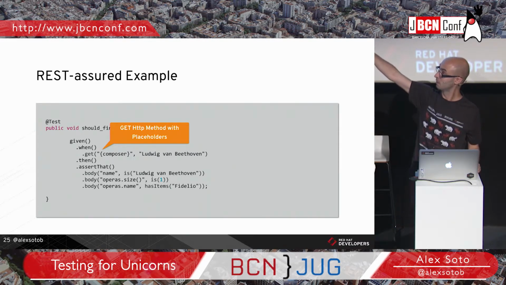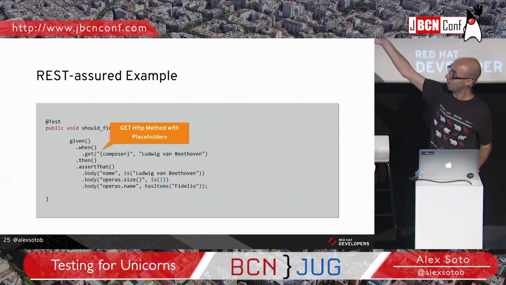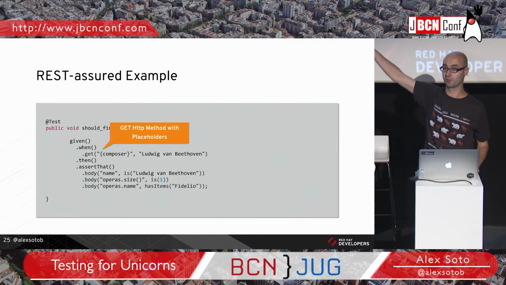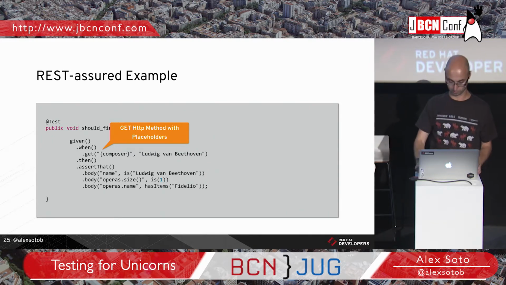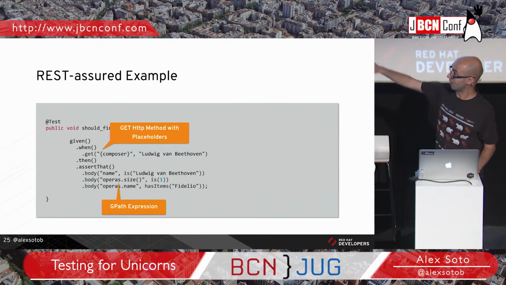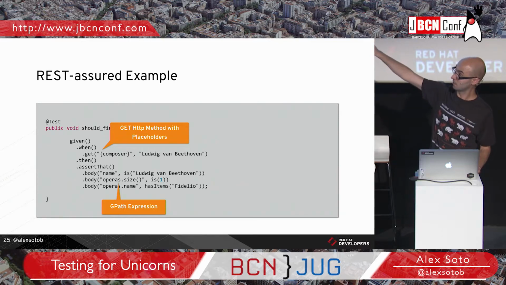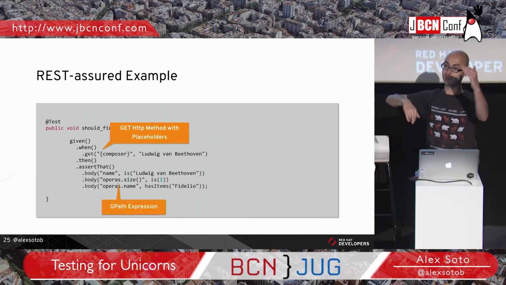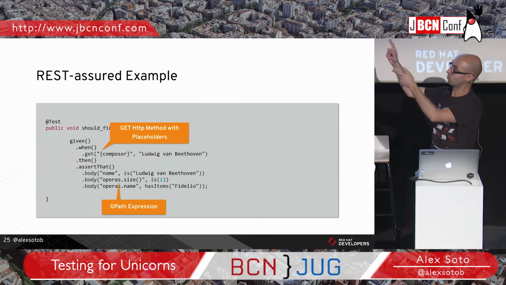So in this case, I'm setting localhost 8080, because by default Rest Assured uses localhost and port 8080, a slash, and I put in there Ludwig van Beethoven. You can use placeholders or not, but just for the sake of showing all the features that you have with Rest Assured, I put this. And then here in the body, you say assert that the body contains the name Ludwig van Beethoven. This means that it's going to inspect the JSON result and say, OK, there is a root attribute called name, and the value is Ludwig van Beethoven.